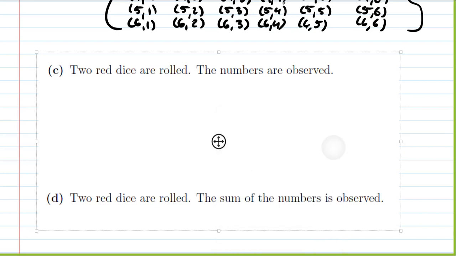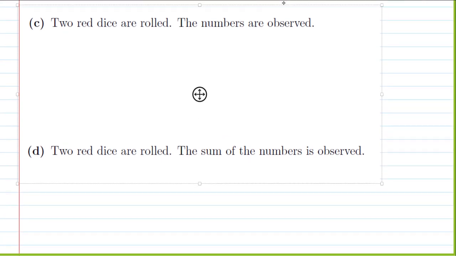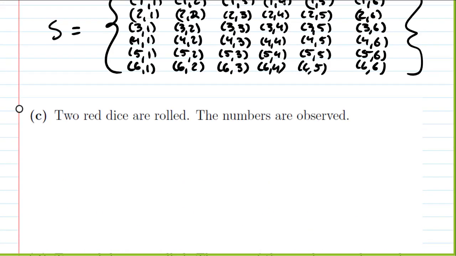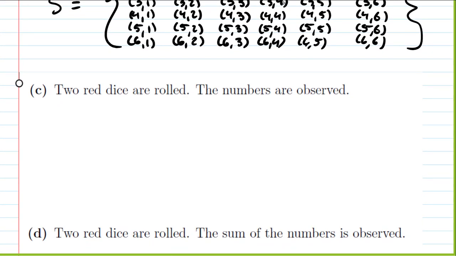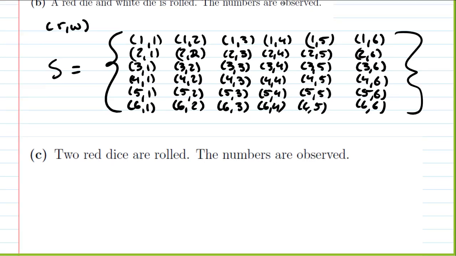So this time, let's talk about C and D a little bit. So C says 2 red dice are rolled and the numbers are observed. So how is that going to be different from our previous one? Well, the implicit assumption here is that if we're rolling 2 identical dice, that's going to make them indistinguishable, right? So what would be our possible outcomes? Well, it would be like what we had above, but if we couldn't tell the dice apart, a 2 and a 1 and a 1 and a 2 would look like the same thing, right?